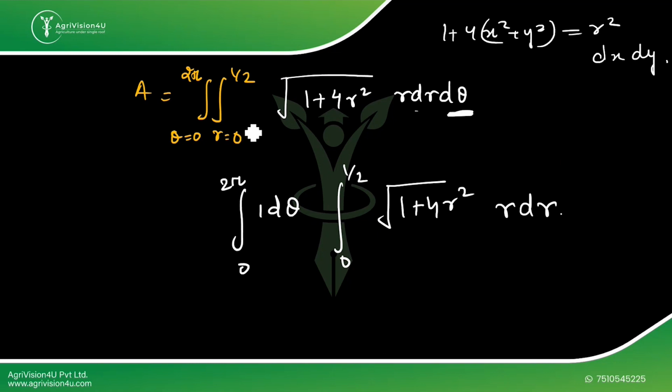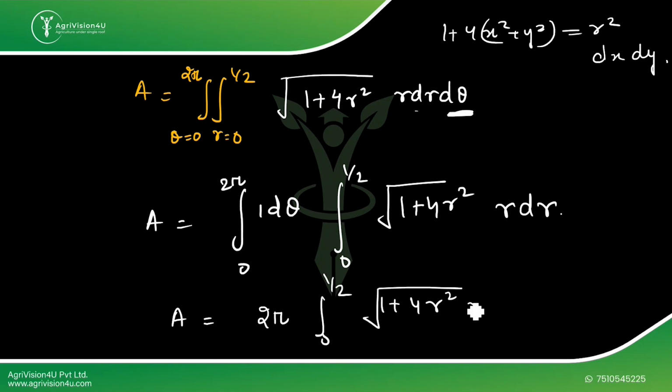Okay, now if you solve this, this is equal to the area A. So if you solve this integration, what will you get? The integration of 1 d theta will be theta. If you put the limits, you will get 2 pi, right? So area is equal to 2 pi, integral from 0 to 1 by 2, under root 1 plus 4r square, r dr. Okay. Now you have to solve this bracket, that is under root 1 plus 4r square, and this r is also given here.